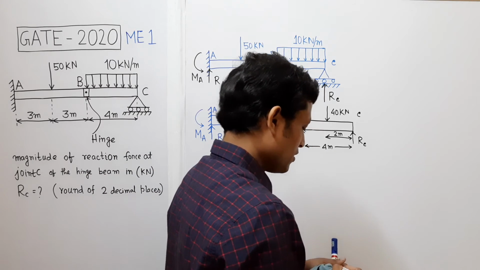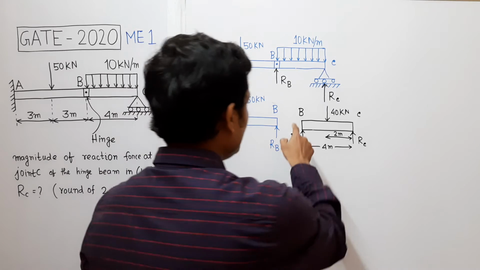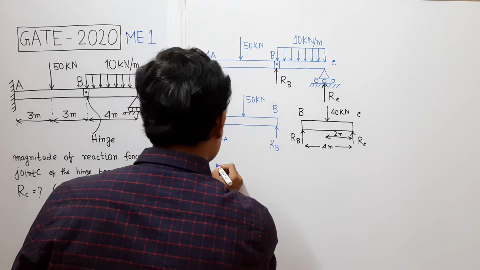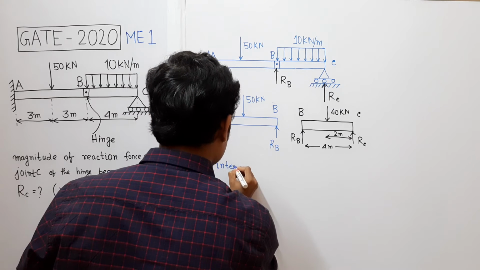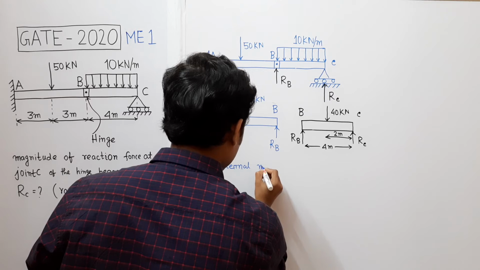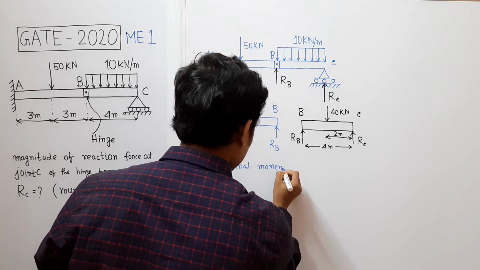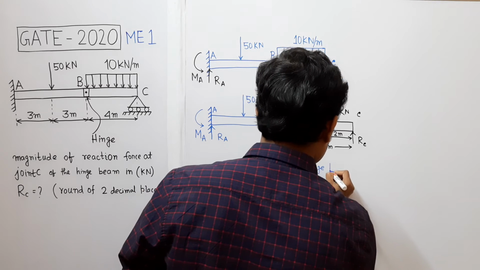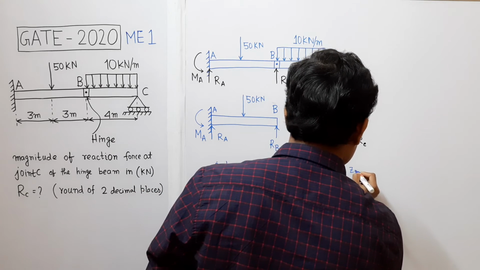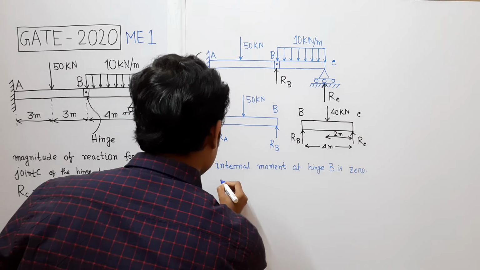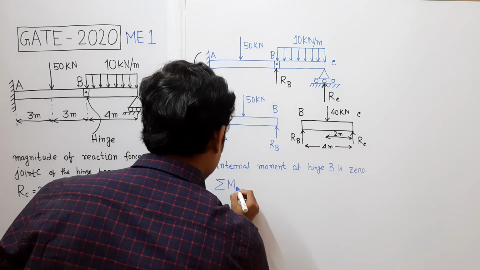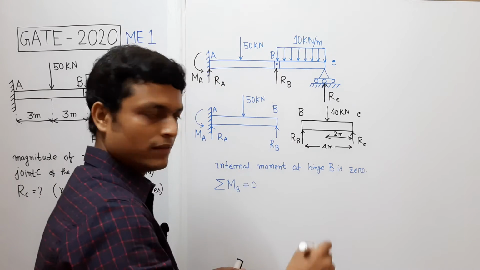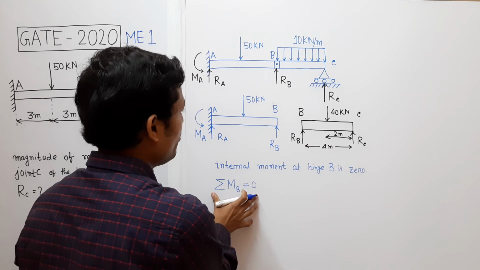Now what is our boundary condition? The internal moment at point B is 0, as it is a hinge. So internal moment at hinge B is 0. So let us apply that, that is MB is equal to 0. And also for equilibrium, summation of MB is 0.